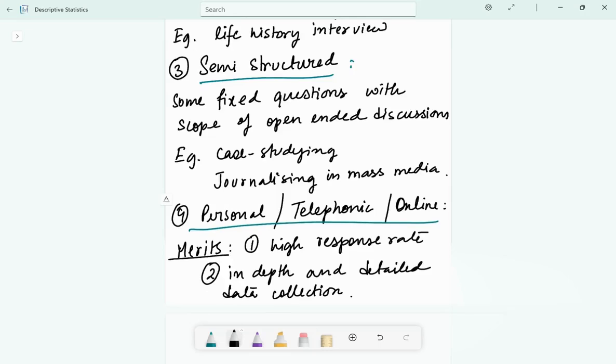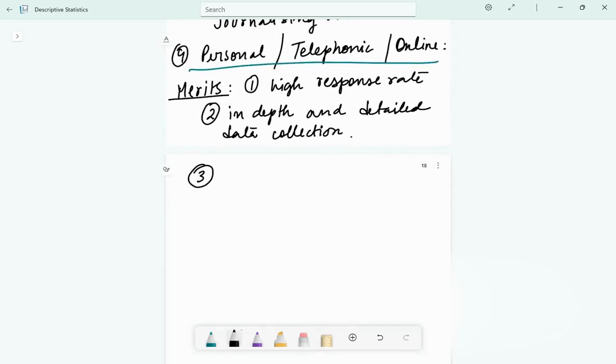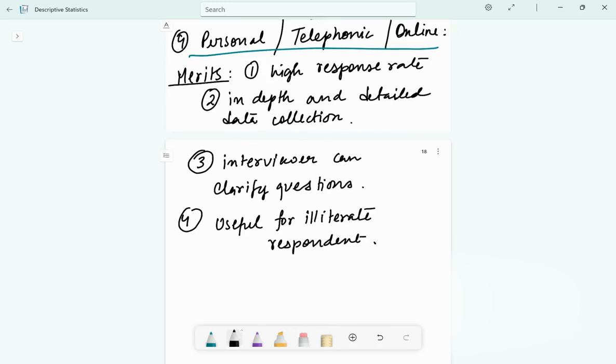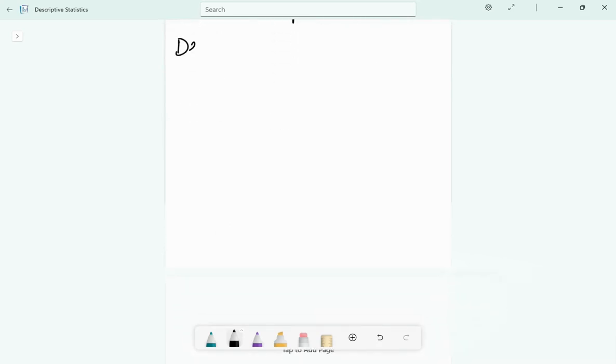Okay. Next merit is interviewer can clarify questions. Am I correct? And the fourth point is it is useful for illiterate respondents. Now, if there are merits, there will also be demerits. Coming to the demerits.